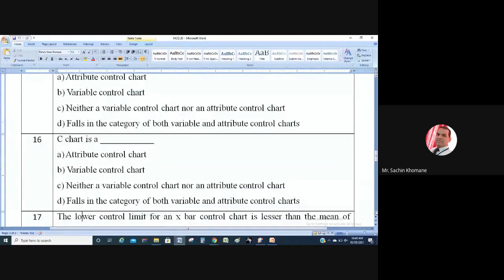Now this question I have already answered a few minutes back. Question 16: C chart is which type of control chart? There is no logic required to answer this. Definitely an attribute type of control chart.